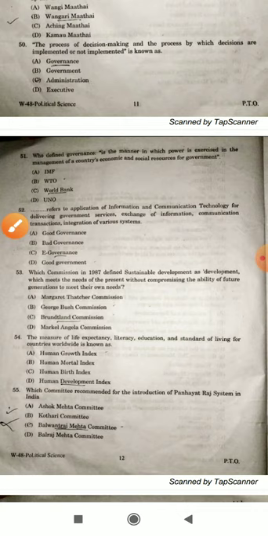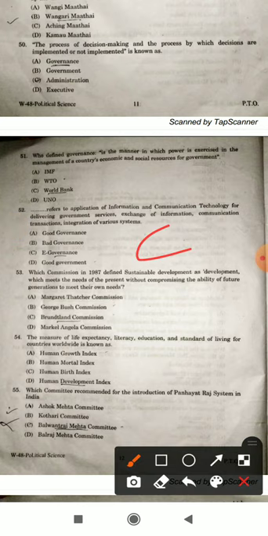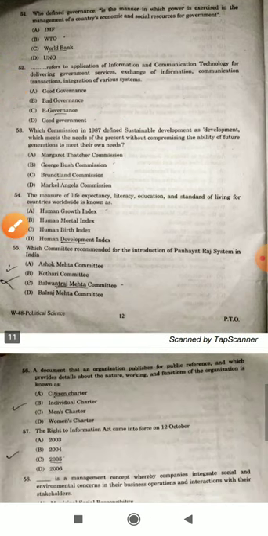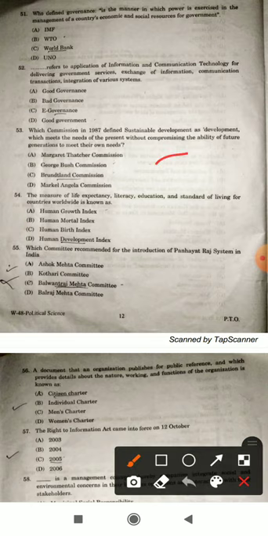Question number 52. This refers to application of information and communication technology for delivering government services, exchange of information, communication, transactions, integration of various systems. Answer is C. E-governance. Question number 53. Which commission in 1987 defined sustainable development as development which meets the needs of the present without compromising the ability of future generations to meet their own needs? Answer is C. Brundtland Commission. 53 C.